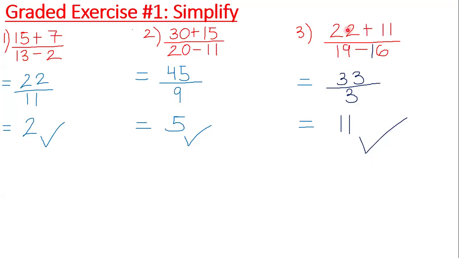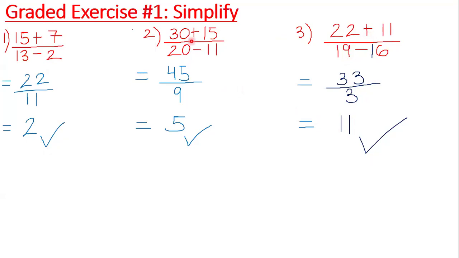Okay. So what we do here is we just add the top, subtract the bottom, and then divide it. So 22 plus 11 is 33, right? And then we do 19 minus 16, which is 3. And then we divide 33 by 3, which is 11. You understand that? Yes.